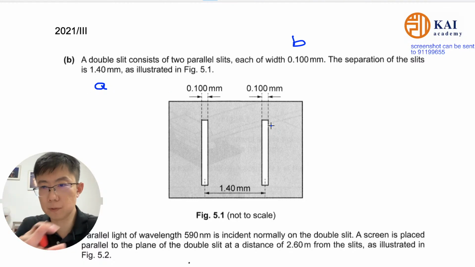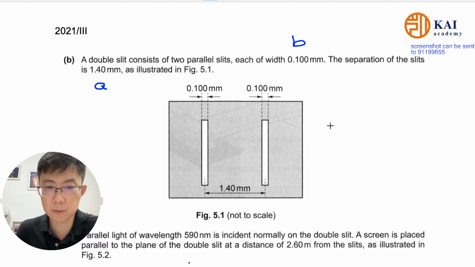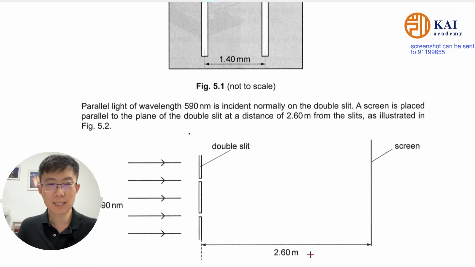It's quite consistent with what Cambridge wants students to use as well. The only one that I know likes to be a bit special is Hwa Chong. They always have different symbols that they use for superposition. Now, parallel light of wavelength 590 is incident normally on the double slit. A screen is placed parallel to the plane of the double slit at a distance of 2.6 meters from the slit, as illustrated in figure 5.2.